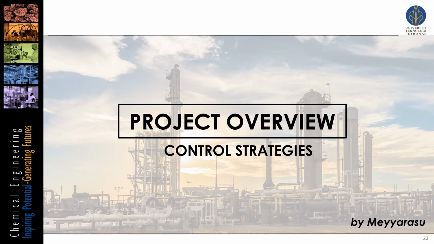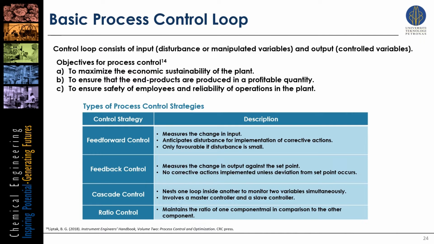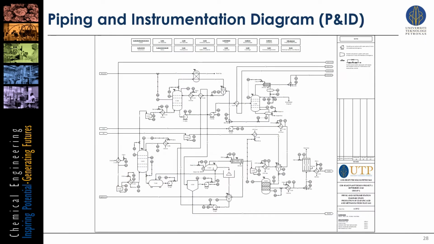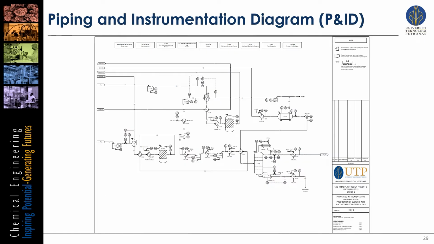Thank you, Syazwan. Now let's have a look at control strategies. The 4 main types of control strategy used here are feed-forward control, feedback control, cascade control, and ratio control. We implement these control strategies on all equipment in the plant such as the methanol distillation column, SO2 absorber, and DMR reactor, and represent the control strategy in the form of a piping and instrumentation diagram as shown here.